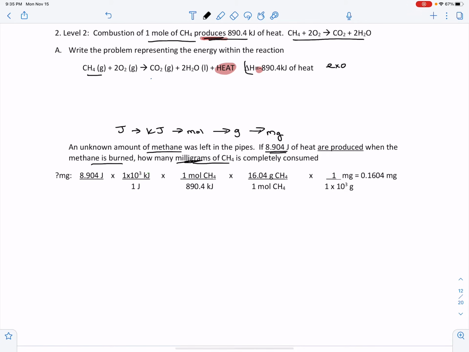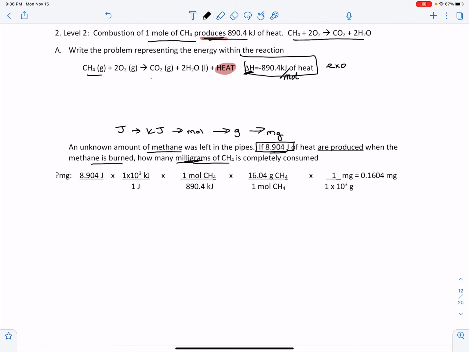So we're just going to say, this is the information that we have. We know the delta H, because the problem's a little separated, so it might be hard to find it. We know delta H, and we know what our joules are. And so notice that delta H means 890 kilojoules per mole. This term is used to help us convert energy into mass, or mass into energy.